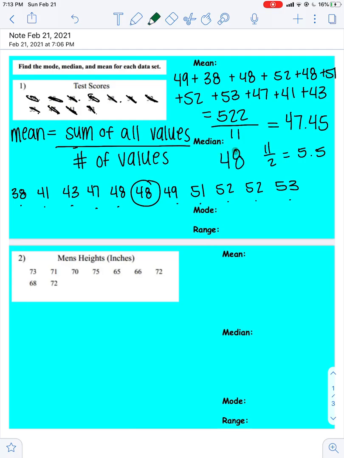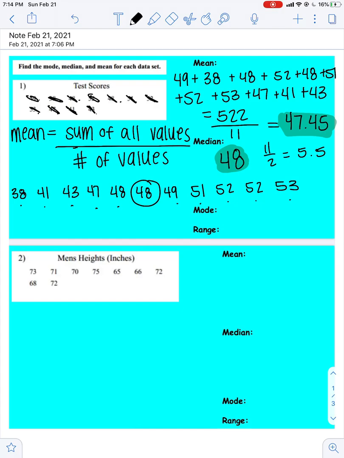48. And I'm going to highlight my answers for you guys so you can tell where they're at since there's a lot going on. So you're just looking for the number that is right in the middle of your data, okay? And like I said, this should all be a review from middle school, okay? So hopefully this is kind of coming back to you.